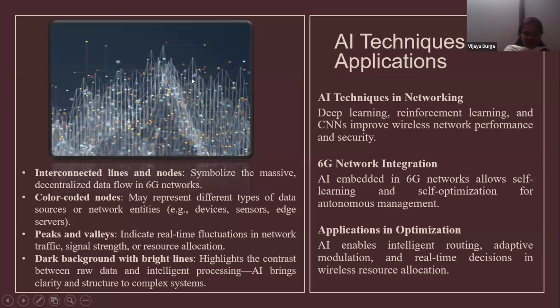This figure symbolizes many things. Mainly, the first one is interconnected lines and nodes. These interconnected lines symbolize the massive decentralized data flow in 6G networks. With 6G, we can connect more than 1 lakh devices. That is shown here, and then color coded nodes. Here there are color coded nodes, which may represent different types of data sources, that is devices, sensors, edge servers. And what do these peaks indicate? Sometimes valleys are there. These peaks and valleys indicate the real-time fluctuations in network traffic.